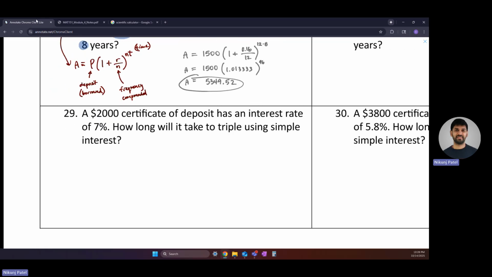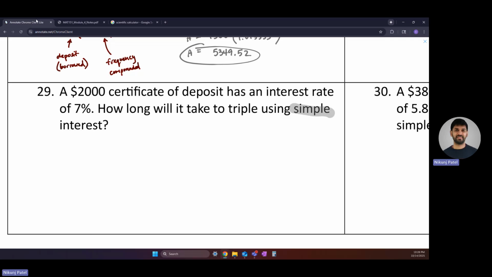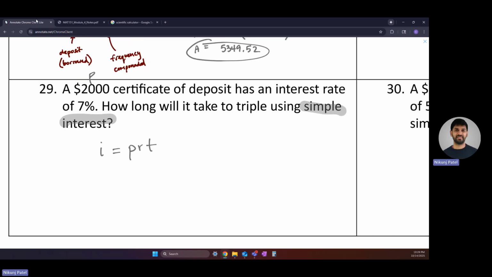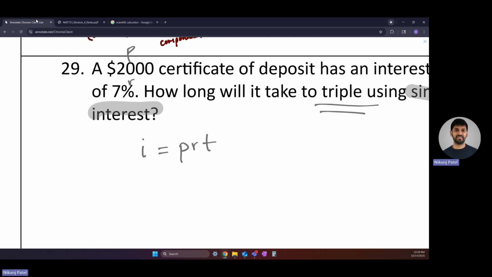The last example here is number 29. And it addresses simple interest again. So this is again I equals PRT. So it says a $2,000 certificate, so there's your P value. Has an interest rate of 7%. And how long will it take for it to triple? So we don't know what the time is, but we do know that the amount should triple. So triple would be, if we started with 2,000, we would end up with 6,000.